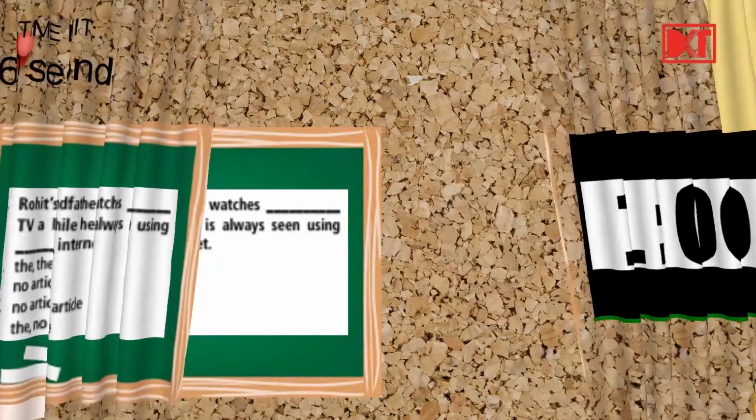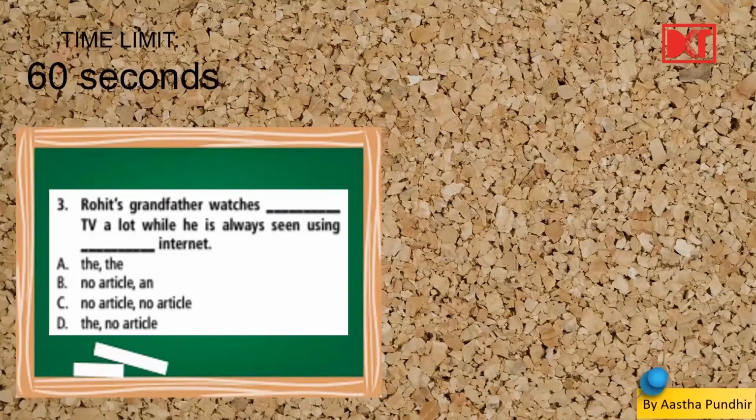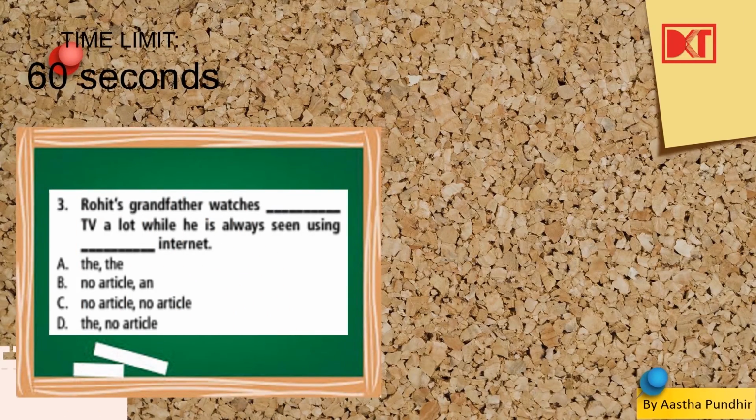Okay, here we have Rohit's grandfather watches dash TV a lot while he is always seen using dash internet. Okay, so here TV and internet, for both of these we are not giving any reference, just talking in general. So Rohit's grandfather watches TV a lot while he is seen using internet. So correct answer is C. No article and no article.